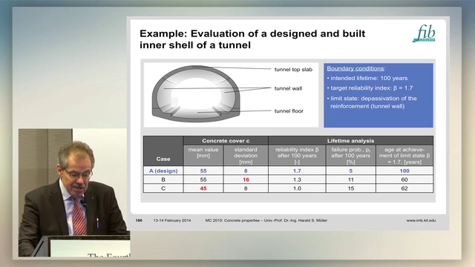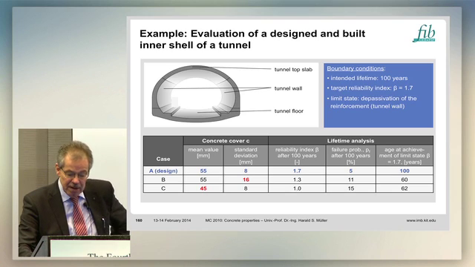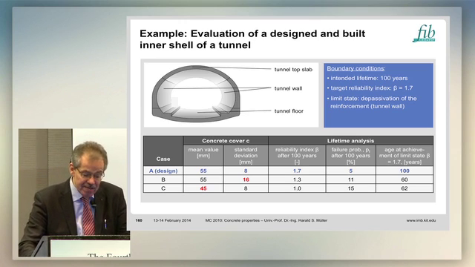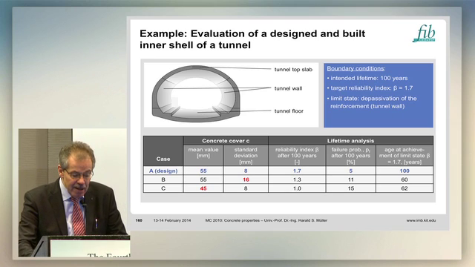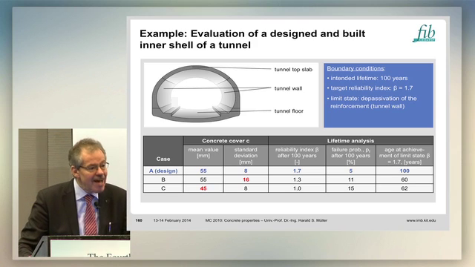Now, this is a design situation. You have here the concrete cover calculated for 55 millimeters. The standard deviation was 8 millimeters. The reliability index, as said, was 1.7. And the failure probability 5%, as I mentioned, after 100 years, design stage. Now, for example, after having the tunnel realized, you do some measurements, and you find that the concrete cover is on average 55 as planned, but due to poor workmanship, your standard deviation is higher.